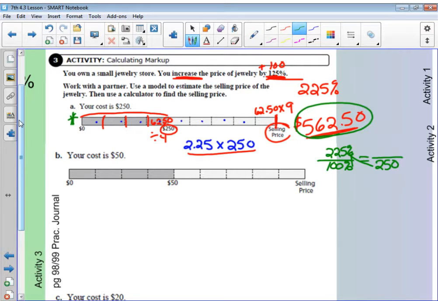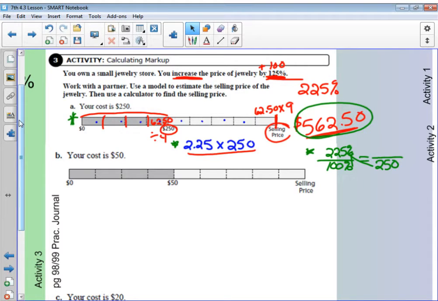This method of the diagram is kind of hard to set up on your own. One of these two methods would probably be a better choice as we start to move on. But this is giving you that visual representation. So what I want you to do is finish out the last two on page 99. And it's, once again, your cost, so that's how much it's going to cost the jewelry store, and they want you to find that end price. And you can use any of those three methods, whatever method you're comfortable with, okay?